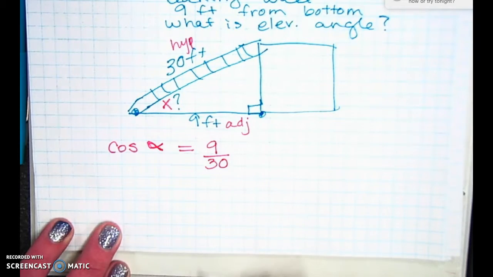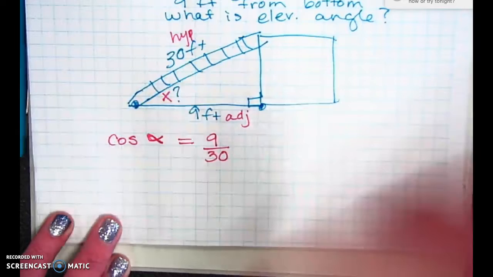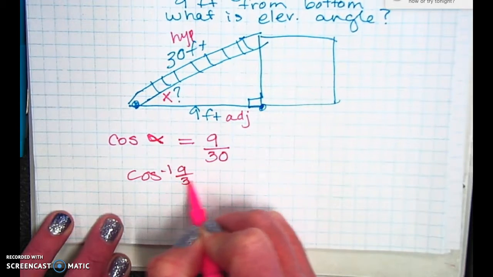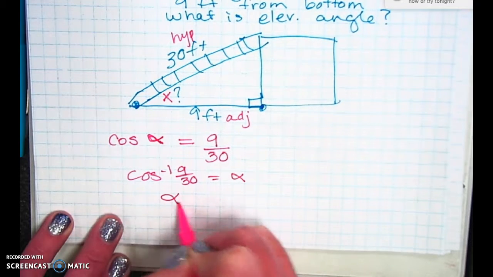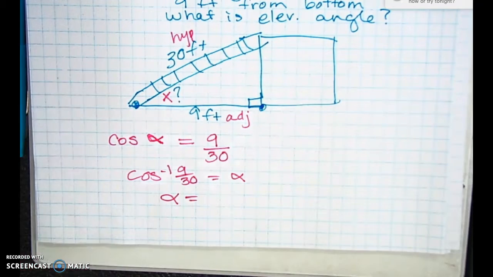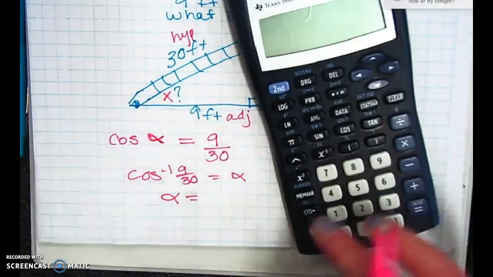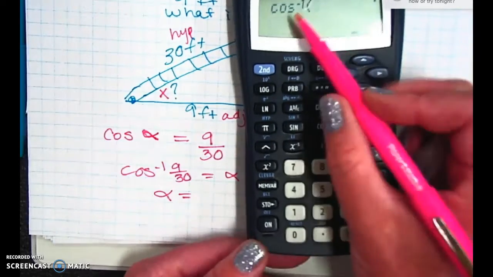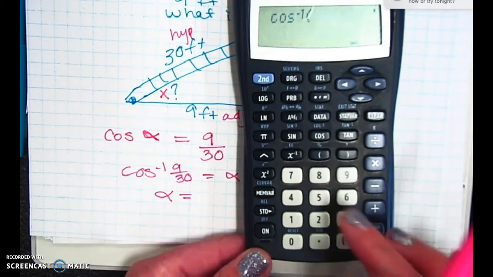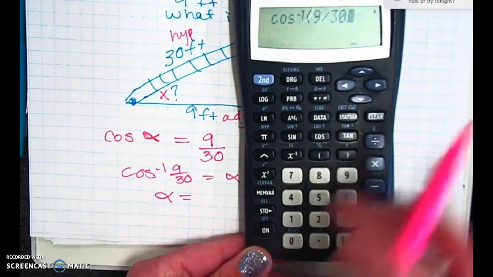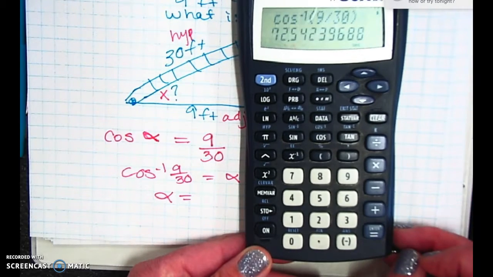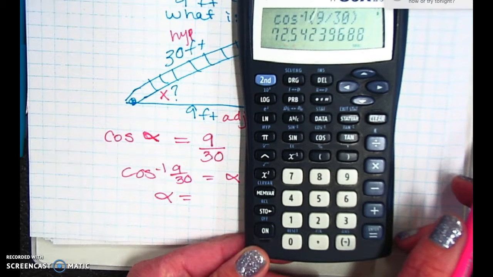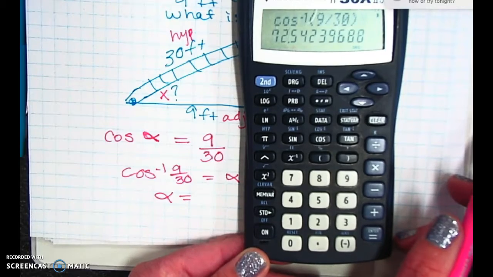We're solving for an angle, so do we use regular or inverse trig? Inverse trig, so we say inverse cosine of 9 over 30. That's going to give us that angle alpha. So punch it in the calculator. There we go. Inverse cosine. Make sure it shows the little symbol up there. And then 9 over 30. I got 72.5. You want to round it to the nearest whole number or the nearest 10? Nearest 10. So let's go 72.5.